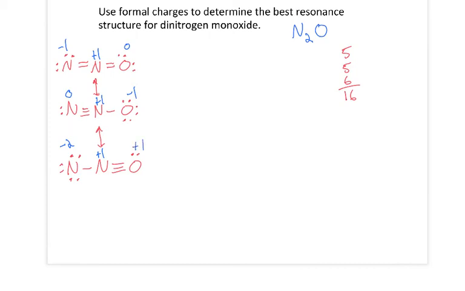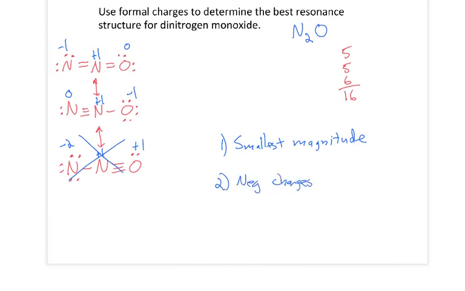So our rules for which resonance structure is the best, first we want the smallest magnitude of formal charges. All right, and when I look at the magnitudes of the formal charges, the one on the bottom, I've got a -2 and then 2 1s, so that guy is no good. It's clearly the worst. And the second thing that I want to look at is that negative charges should be on the most electronegative atoms.